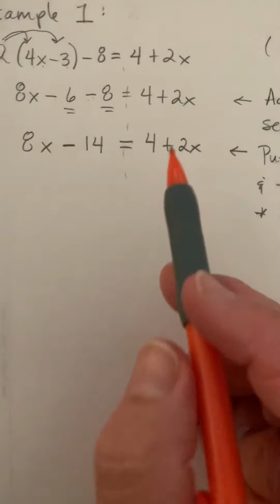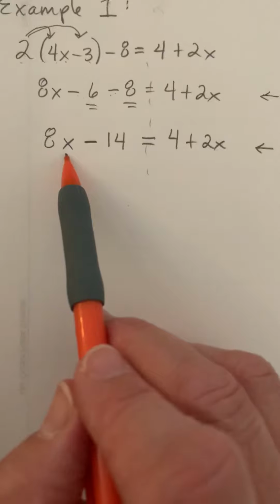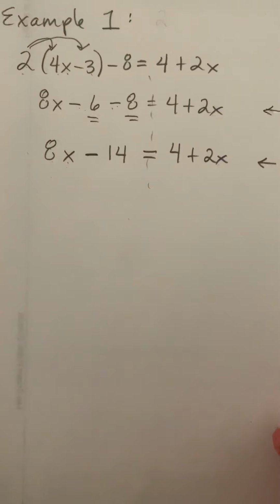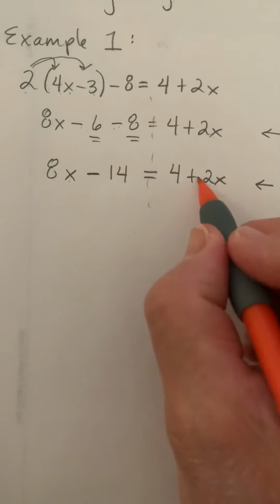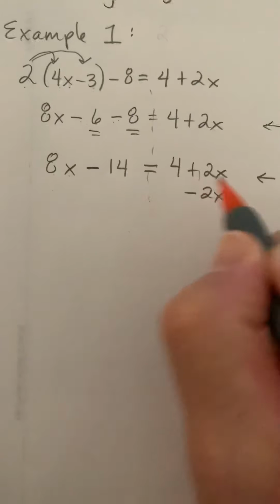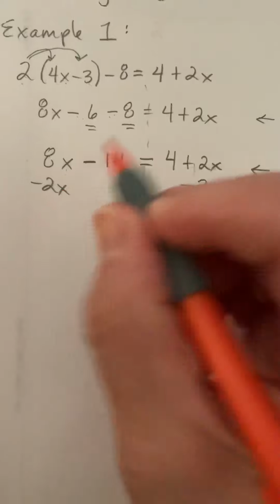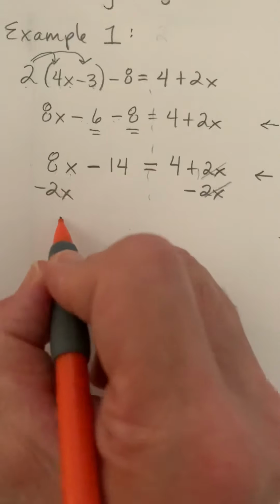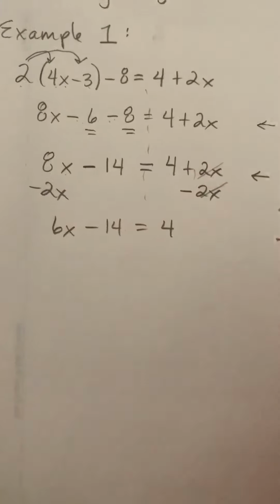Keep the variable positive. So when we do that, we look for the larger number. So over here, the 8x is the larger positive number. And so this positive 8x is larger, so let's move this 2x to the other side. By doing that, we have to use the opposite operation and match them up because they're like terms. And so those 2x will cancel, and we get 6x minus 14 equals just 4.